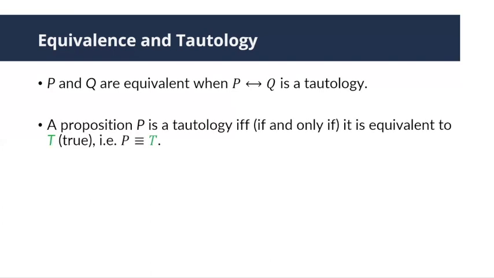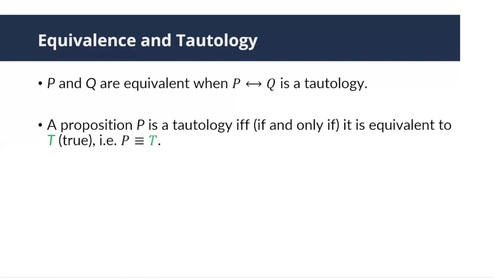The second one is a proposition P is a tautology if and only if P is equivalent to true. Here I use this letter T to represent true. Why is that? First of all, let's look at the left to right direction. If a proposition P is a tautology, then by definition of tautology, we know P is always true. Therefore, we can write it as P is equivalent to true.